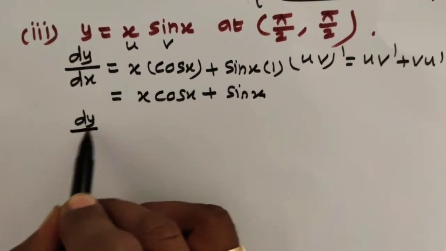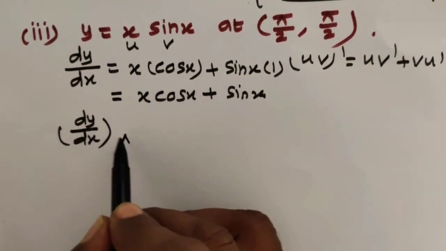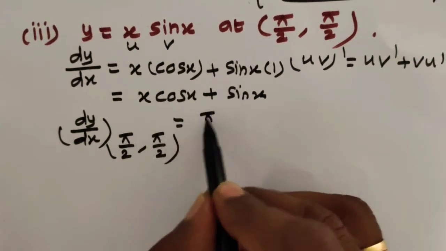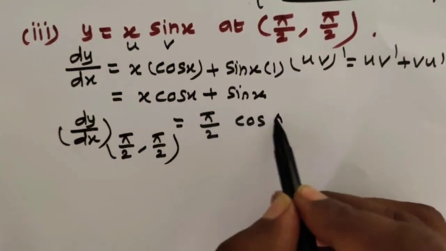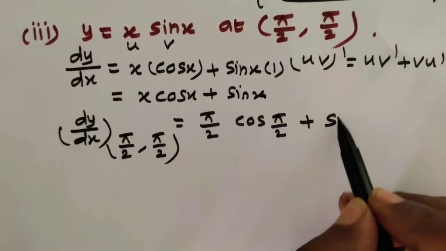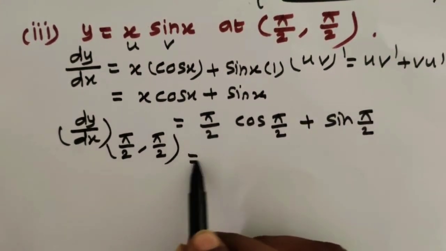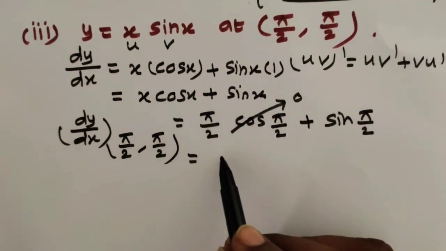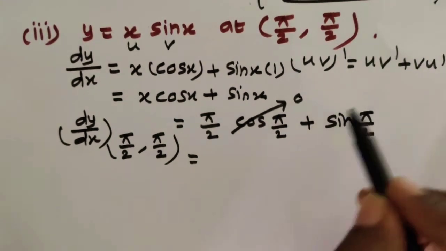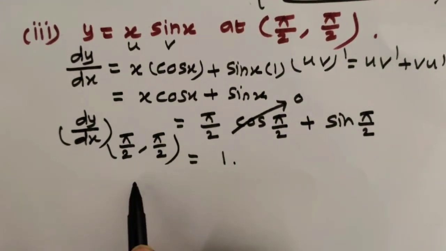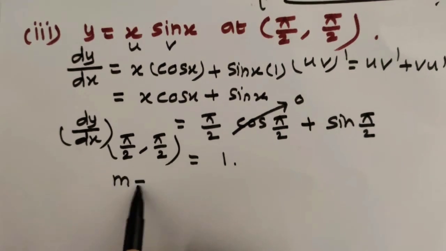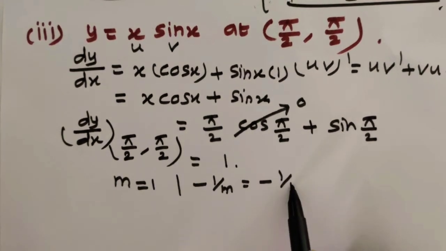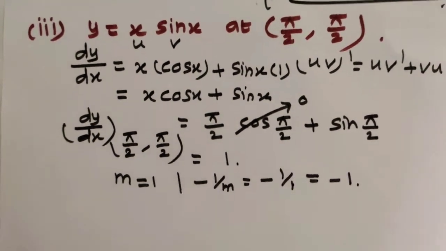Now, the slope of the tangent dy divided by dx at the point pi by 2 comma pi by 2 gives, x value pi by 2, cos into pi by 2 plus sin of pi by 2. So we know that cos pi by 2 is 0. So 0 into pi by 2 is 0. Sin pi by 2 is 1. So which is 1. Therefore, the slope of the tangent m is 1 and the slope of the normal, minus 1 by m, is minus 1 by 1, which is equal to minus 1.